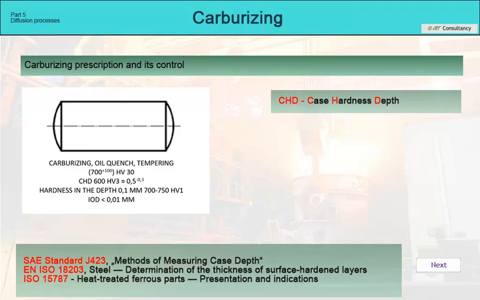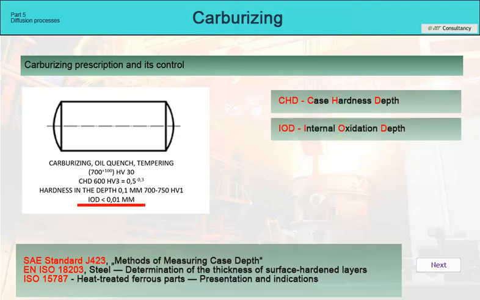For example, according to this regulation on the drawing, we should carburize to a surface hardness of 700 Vickers units measured by the HV30 method. The effective carburizing depth should be 0.5 to 0.8 millimeters measured by HV3, and in addition, it is required that at a depth of 0.1 millimeter, the hardness is still 700 to 750 HV1. At the same time, it is specified that internal oxidation must not exceed 10 microns below the surface.